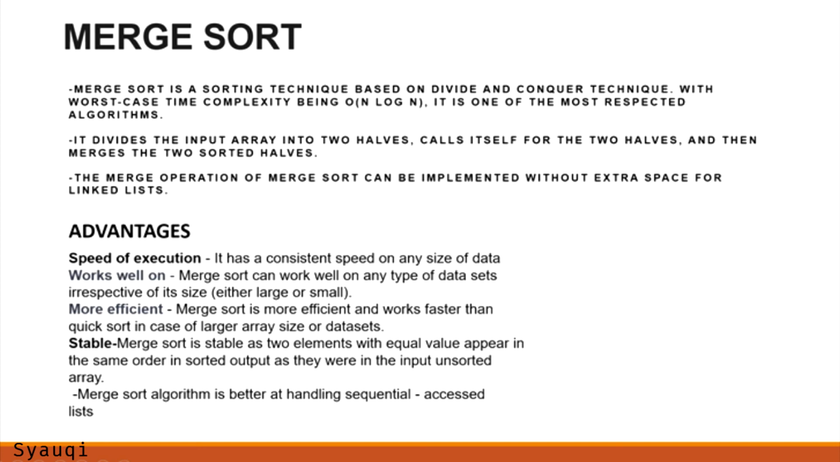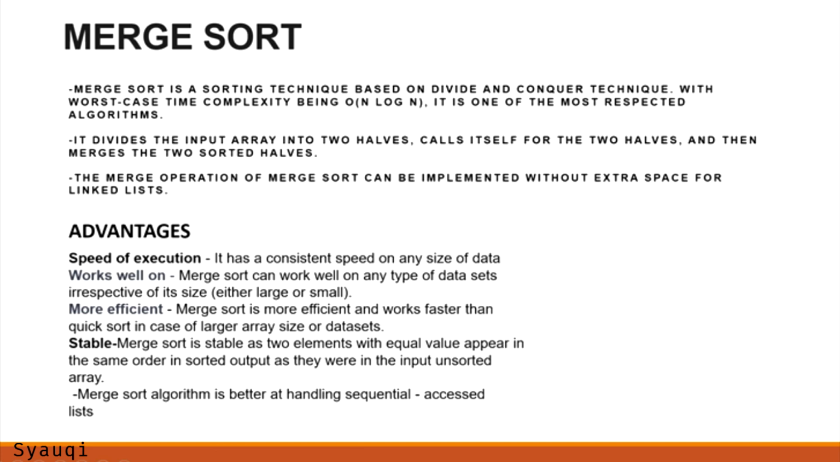Merge sort is a sorting technique based on the divide and conquer technique, with worst case time complexity being O(n log n). It is one of the most respected algorithms. It divides the input array into two halves, calls itself for the two halves, and then merges the two sorted halves. The merge operation of merge sort can be implemented without extra space for linked lists. We have chosen merge sort because of its advantages.